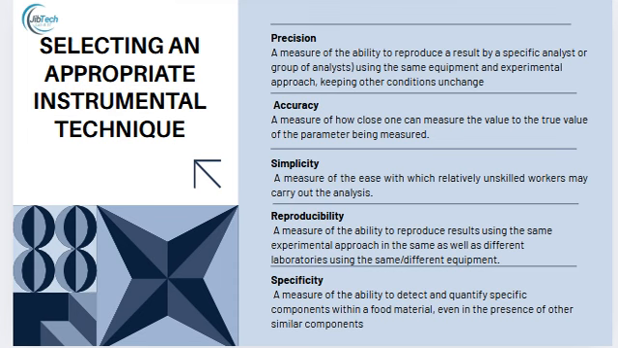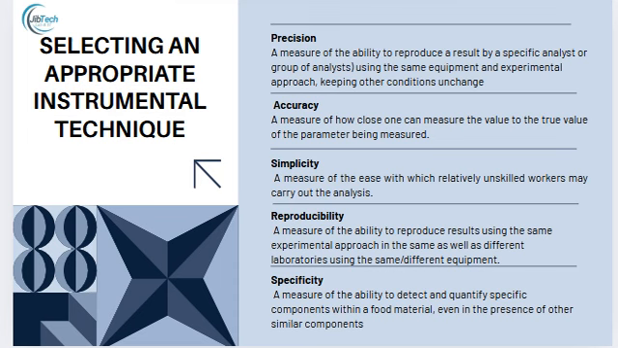So precision. Precision is a measure of the ability of an instrument to be able to reproduce a result by a specific analyst or group of analysts using the same equipment and experimental approach, keeping other conditions unchanged. All right, so precision is just the ability of an instrument or an equipment to be able to give the same results under the same condition.